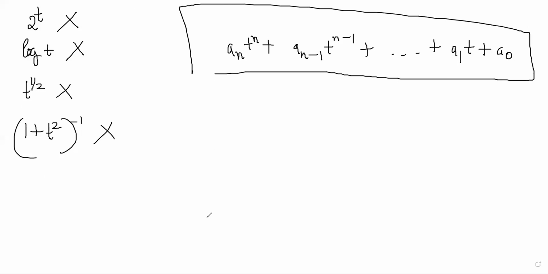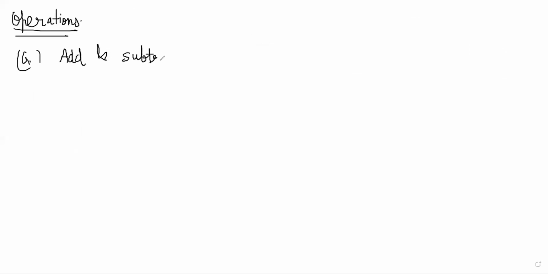So once this is clear, what we look at is some operations on polynomials. You might already be aware of how to add and subtract two polynomials. Once you add or subtract two polynomials, you get a polynomial. So basically, the set of polynomials is closed under addition and subtraction.